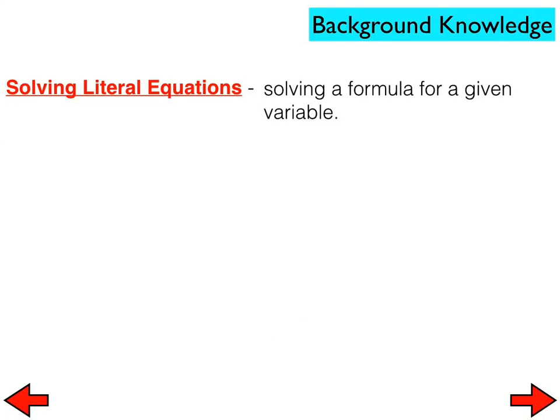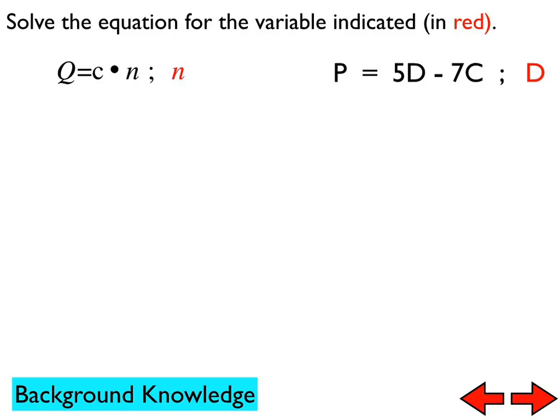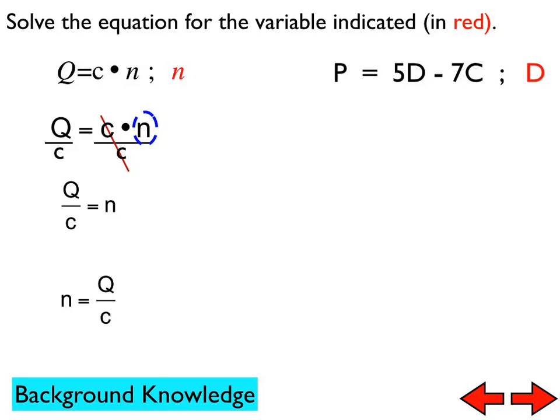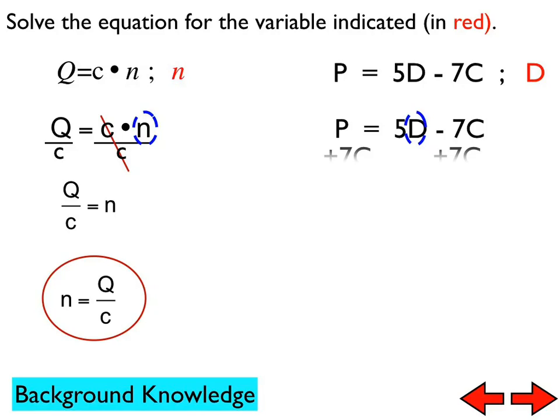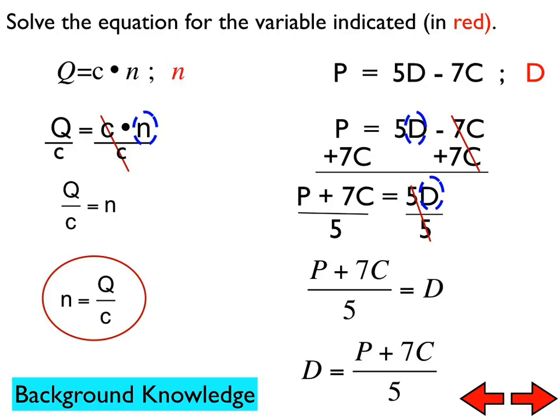We talked about what a literal equation was, and if you went back and looked in yesterday's notes, you had to copy down the definition, and here were a couple of examples that we did in the notes yesterday, where we're solving for a different variable. This is n given in terms of q and c. We talked a little bit about this. We solved this one for d by adding 7c to both sides, and then dividing both sides by 5, and we now have d in terms of p and c.